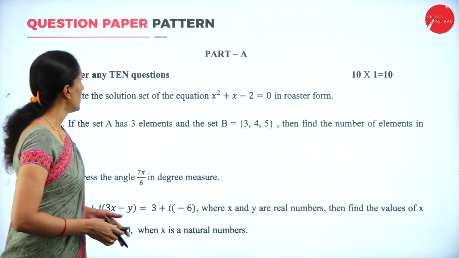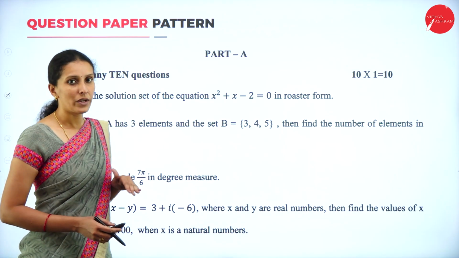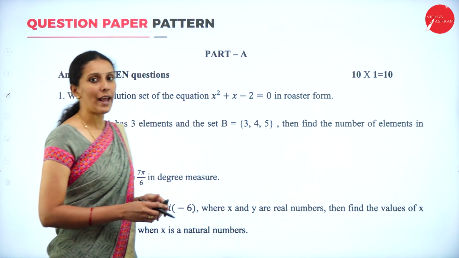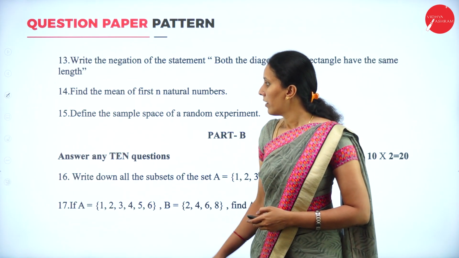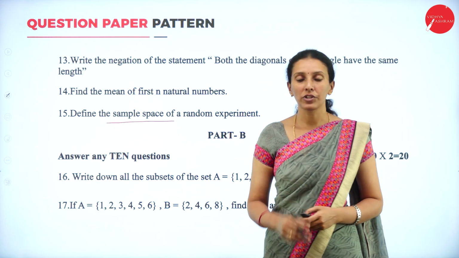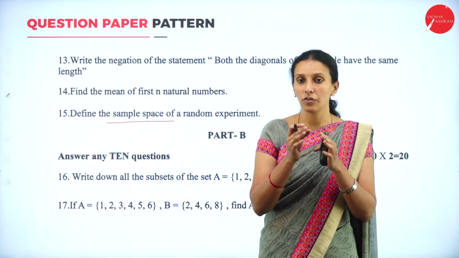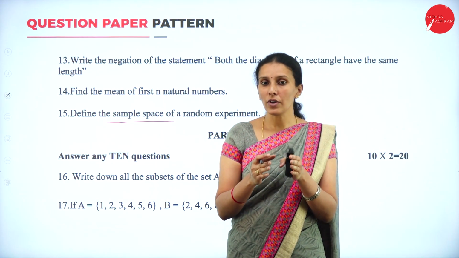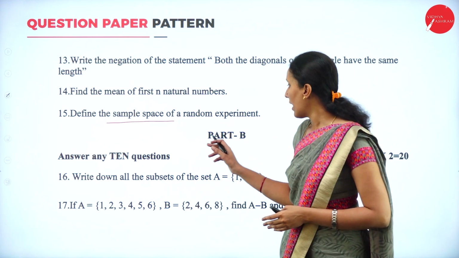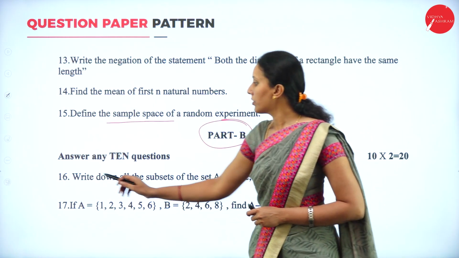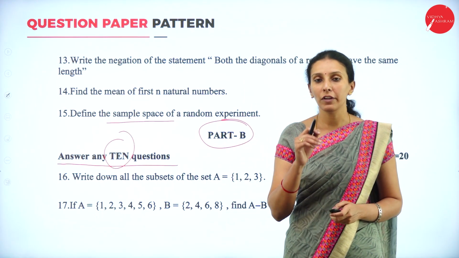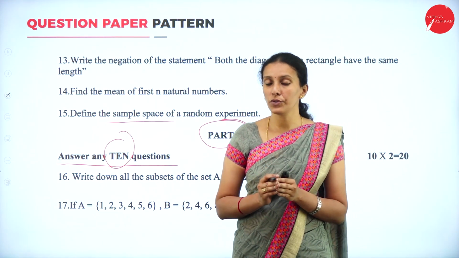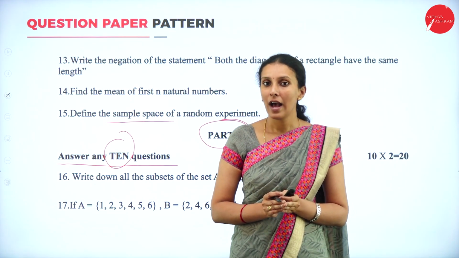So next, this is part A questions. Answer any 10 questions. As I said, in part A, there will be 15 questions. So out of 15 questions, you have to attend only 10. And this is part B section. Here also you have to answer any 10 questions. So in total, you will be having 18 questions. You are supposed to choose only 10 questions to answer.